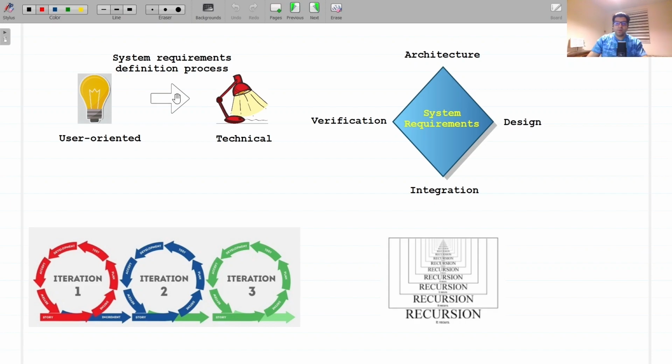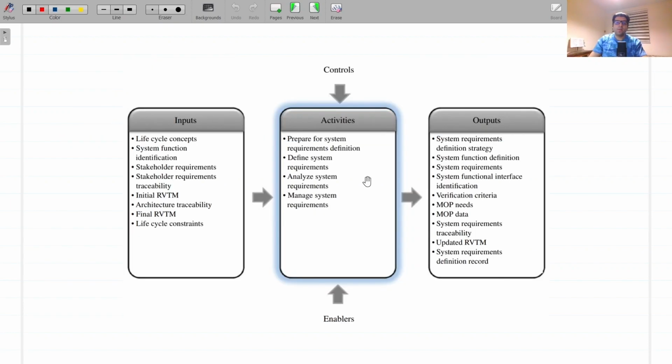The output of the process must be compared for traceability to and consistency with the stakeholder requirements, without introducing implementation biases, before being used to drive the architecture definition process. The system requirements definition process adds the verification criteria to the defined system requirements. The figure below is the IPO diagram for the system requirements definition process. Note that inputs and outputs for the system requirements definition process are listed in this figure.